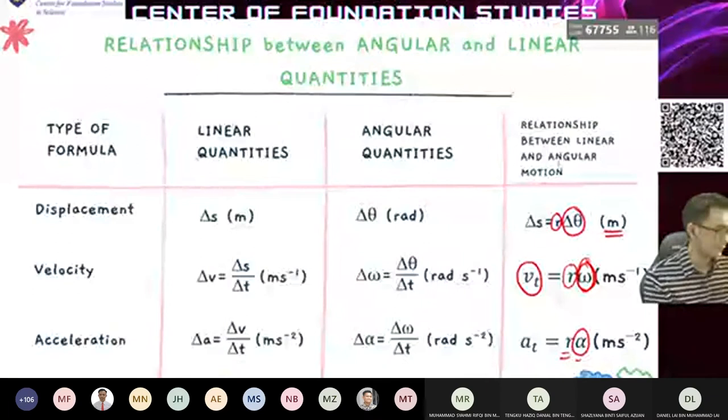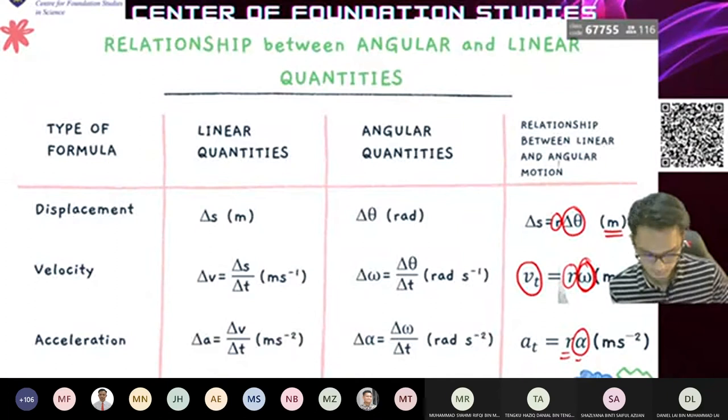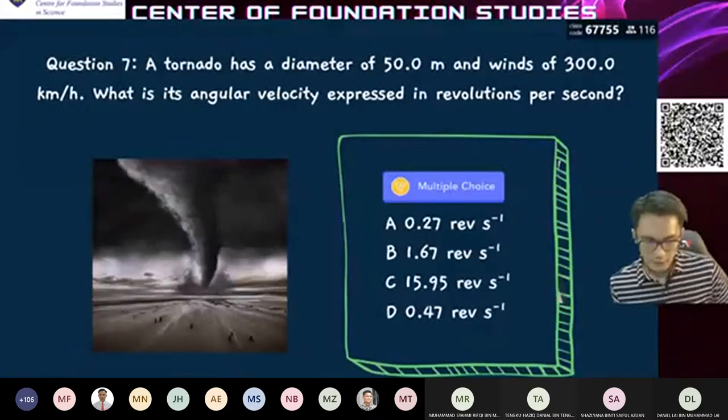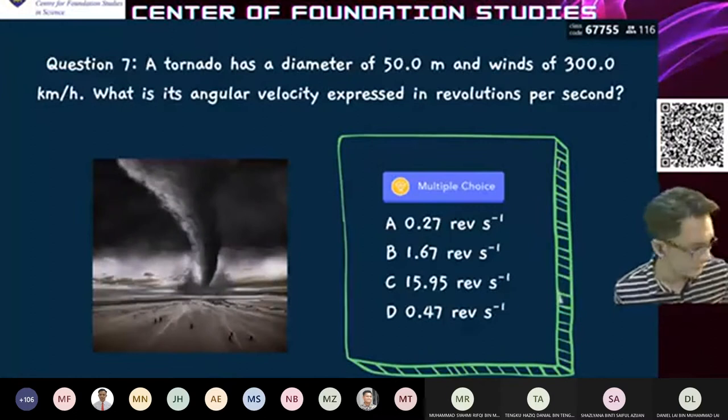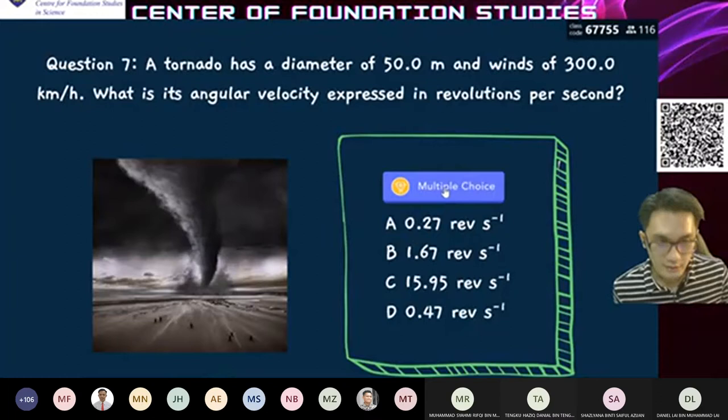Okay, now we go to questions, so that later you can understand better. Okay, here. A tornado has a diameter of 50 meter and winds of 300 kilometer per hour. What is its angular velocity expressed in revolution per second? Okay, I'll open the response and then you may start to answer.